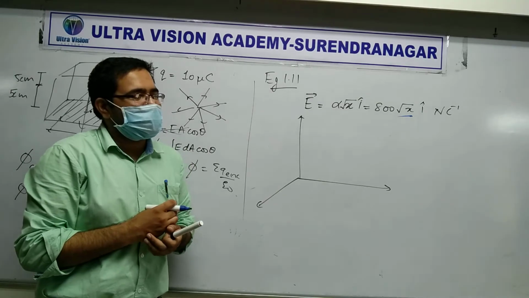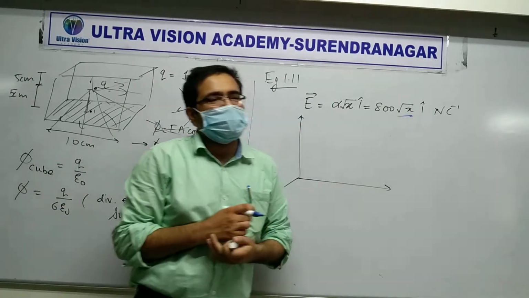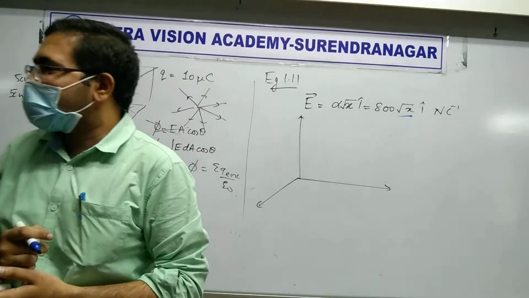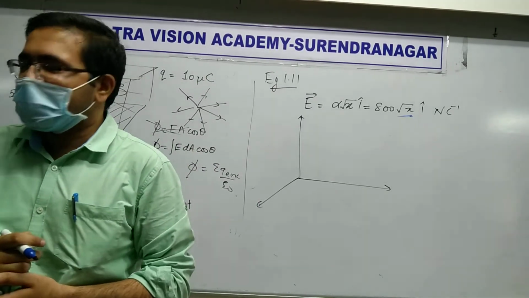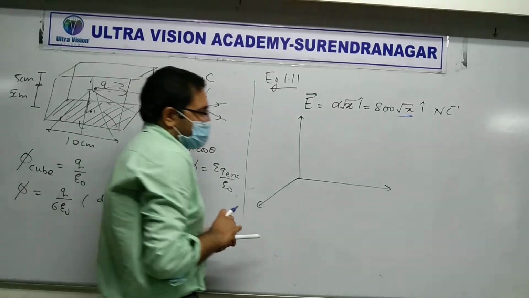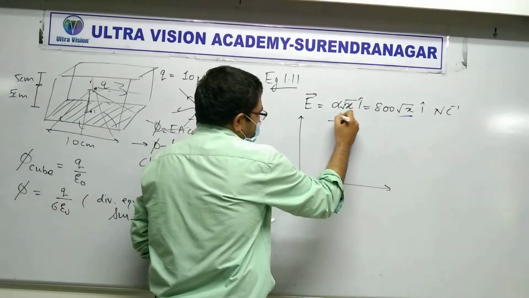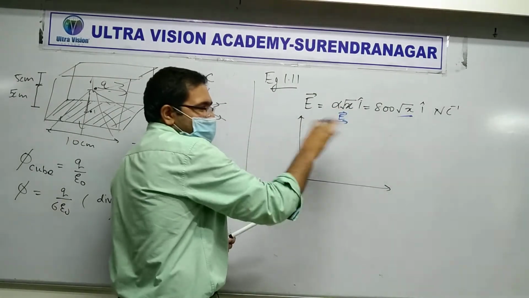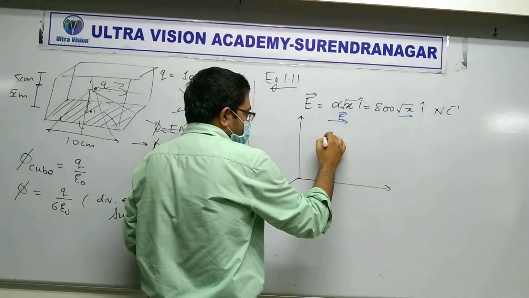Is it the same everywhere? Okay, look at this. It depends on the x coordinate, so it cannot be the same everywhere. Clear? If something depends on the x coordinate, it cannot be uniform. Alright, so I am not drawing it, I just indicate that the E vector is this way. The direction is the same. Now let's draw the cube.